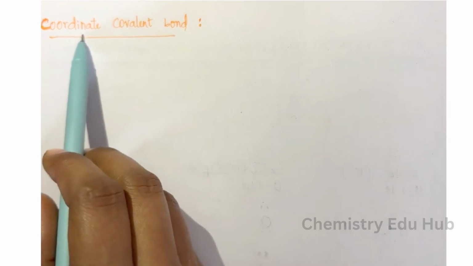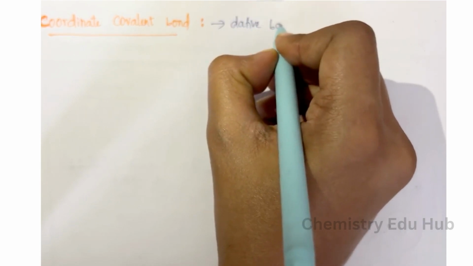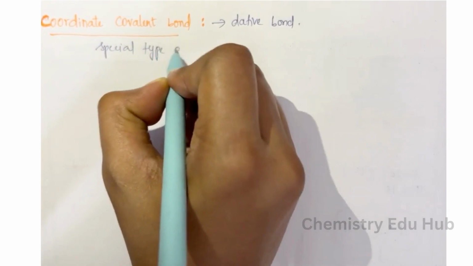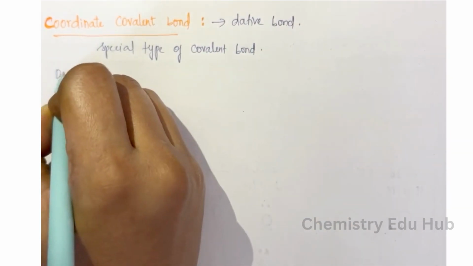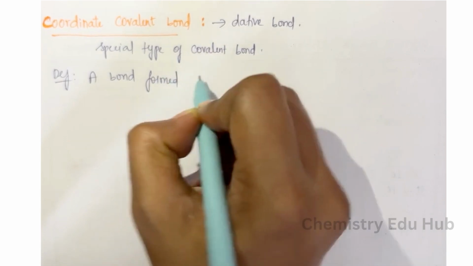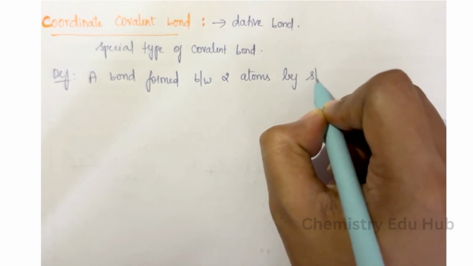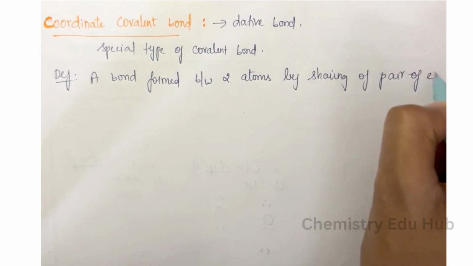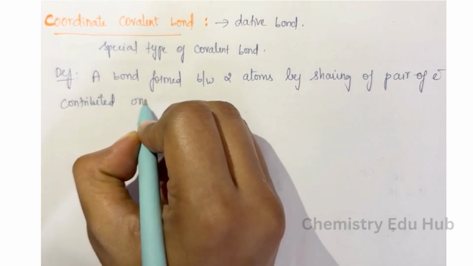Today we are going to talk about the coordinate covalent bond, which is also called a dative bond. Now what is this bond? It is a special type of covalent bond. Now what is the definition? A bond formed between two atoms by sharing of a pair of electrons contributed by one of the atoms.